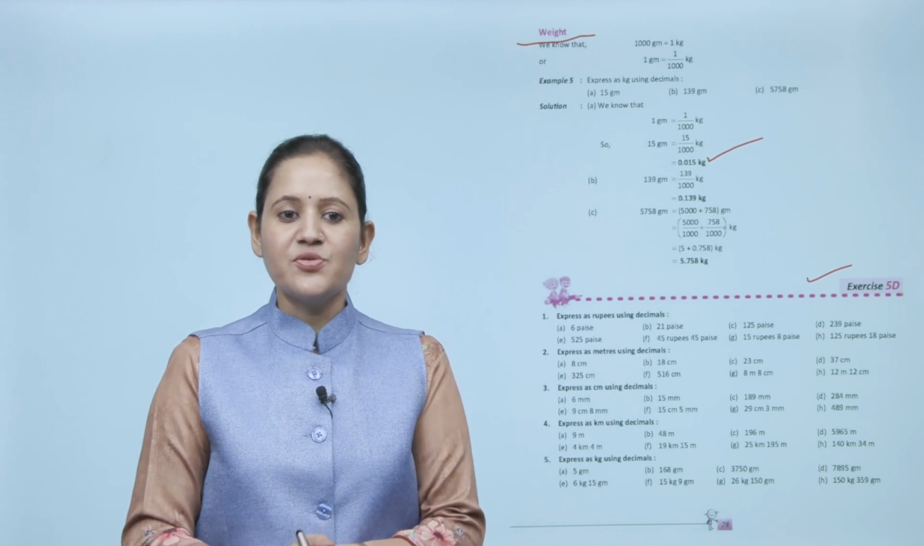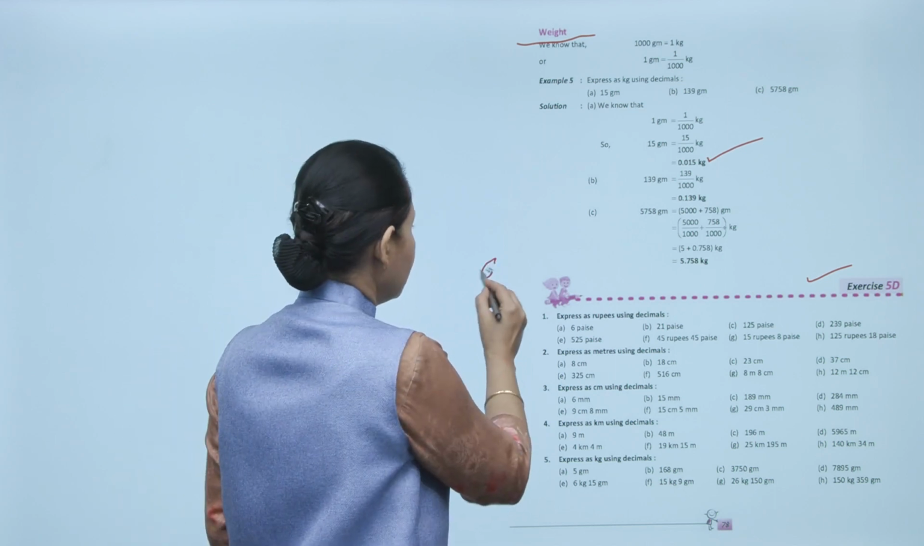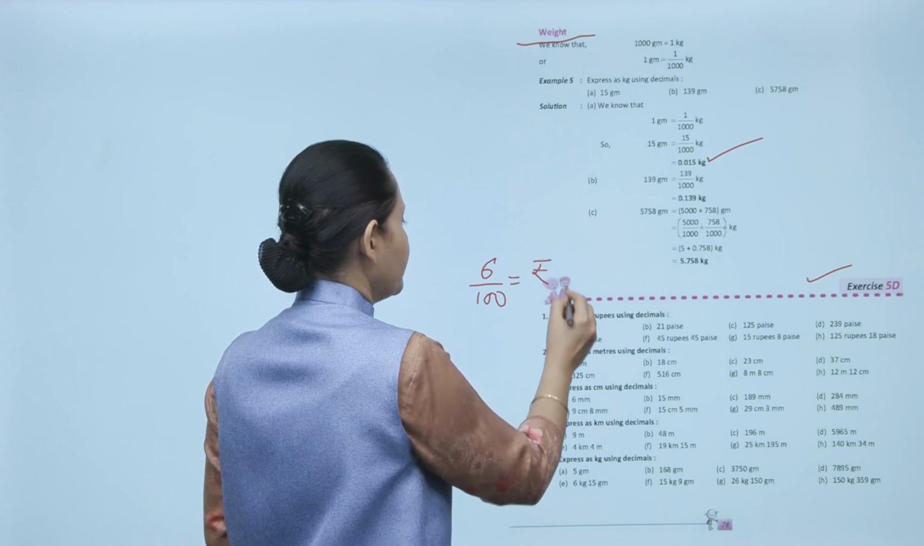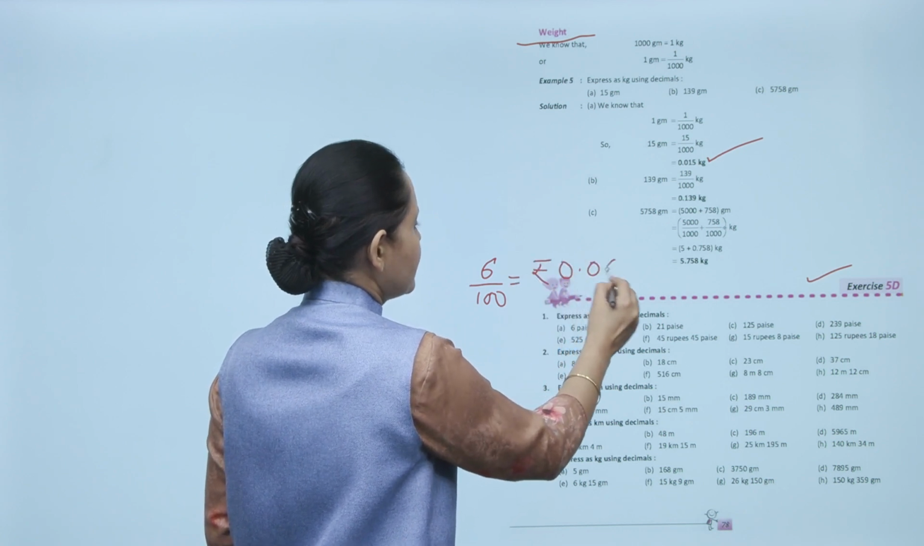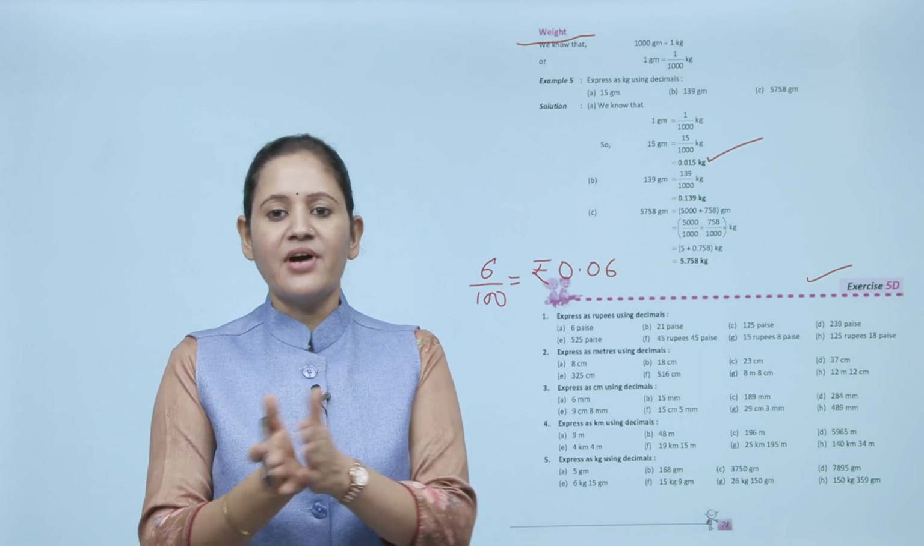Express as rupees using decimal. 6 पैसे को हमें convert करना है rupees, so we'll divide with 100. 6 upon 100 equals to rupees 0.06. So to convert paisa into rupees, we'll divide by 100.